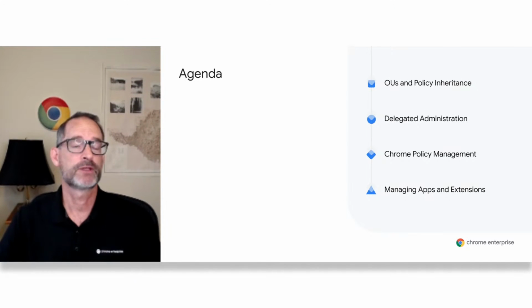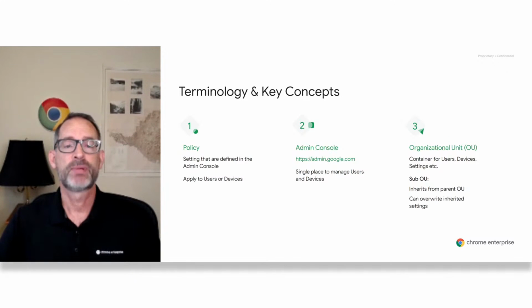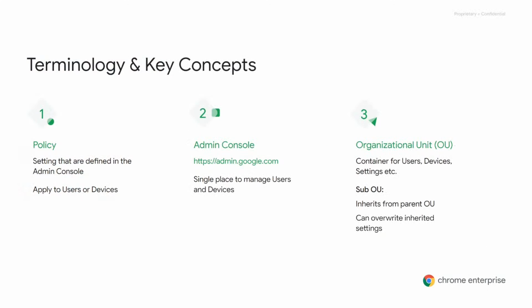So let's start off with a little bit of key terminology and concepts here. First off is the idea of a policy. These are the settings that you can push out as an IT admin to your users and devices. They're defined in the admin console. There are groups of policies that we refer to as user settings and device settings. Second is the admin console itself, or admin.google.com. That's a single pane of glass that you use to manage your users and devices. And it's also shared by other Google services like G Suite and Meet hardware.